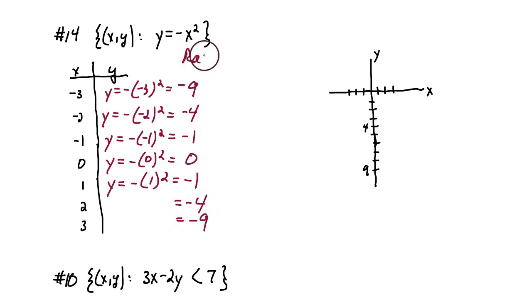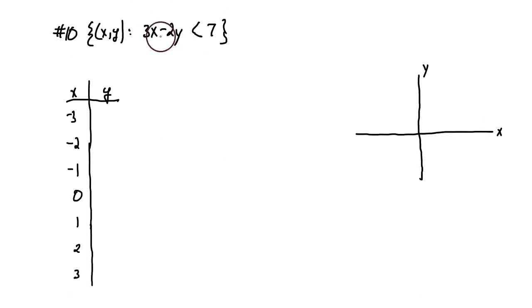We're asked to give the range, so a list of our y coordinates. We have -9, -4, -1, and 0. Now we're asked to graph. When x is -3, the y value is down here at -9. Whoops, this should have said -9, this one should have said -4. When x is -2, the y value is -4. When x is -1, the y value is -1. And 0, 0 is on there. Then 1, -1, 2, -4, and 3, -9.